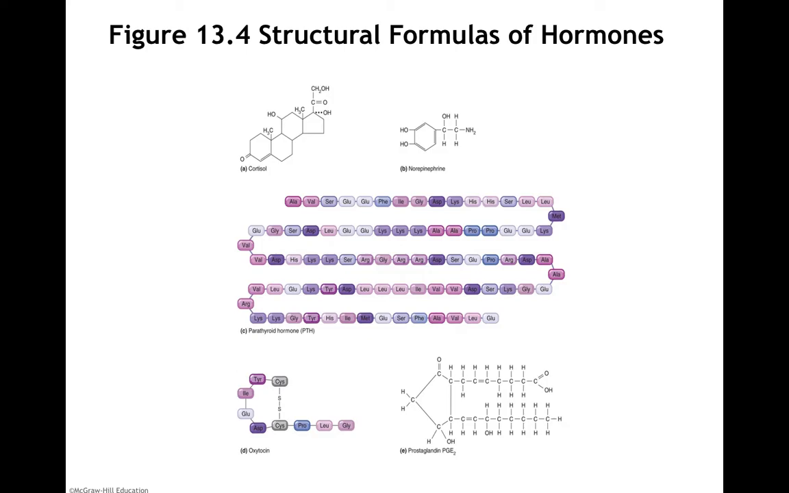There are some structural formulas for hormones. You can see cortisol is a steroid hormone. Norepinephrine is not. It's built from an amino acid. This is a parathyroid hormone, very long. Each one of those colored boxes represents a single amino acid.